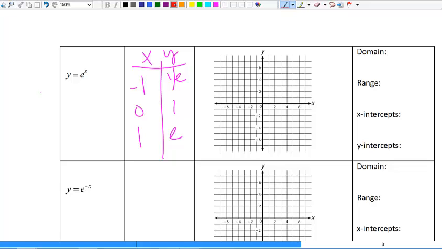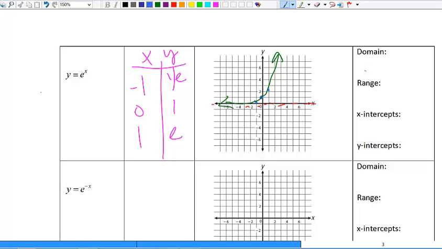There's another asymptote here, this time on the x-axis. Plotting those points, it goes through 0, 1, and 1, e, where e is about 2.71. It's going to hug that asymptote, and then it's going to curve up. The green figure is the e graph.